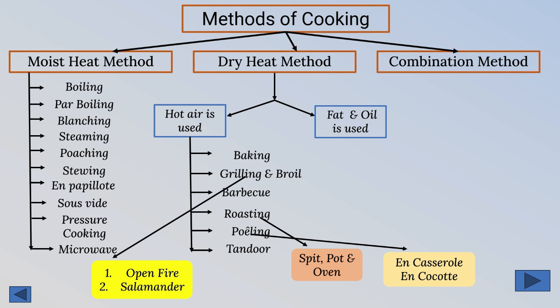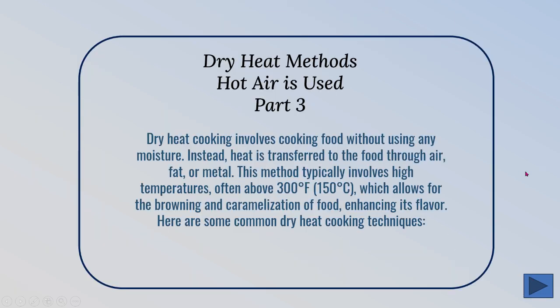As we have given you the agenda, out of these methods we are going to discuss only baking, grilling and broiling today. Once the idea is absolutely clear, we will proceed to barbecue, roasting, boiling and tandoor next week. So let us go back to our session, that is dry heat methods, where we discuss hot air being used. That is our part 3 session.